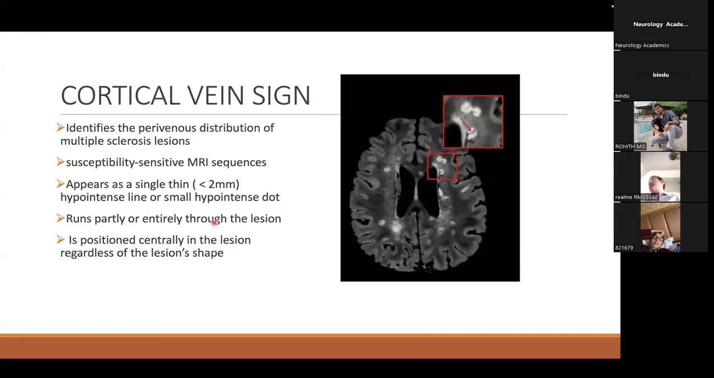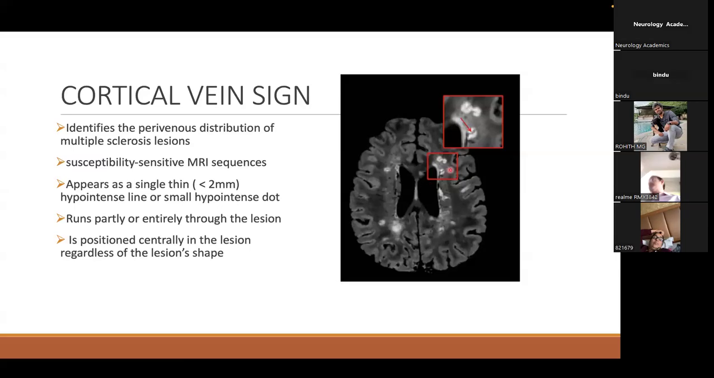Coming to central vein sign, this identifies the perivenous distribution of multiple sclerosis lesions. That is, the demyelination is occurring around a vein. So that is why it is called a central vein sign. To pick up this, we need susceptibility weighted MRI sequences, mainly SWI. But with 1.5 Tesla, it is somewhat difficult to identify this sign. So it can be seen in SWI or phase images to pick up the sign.